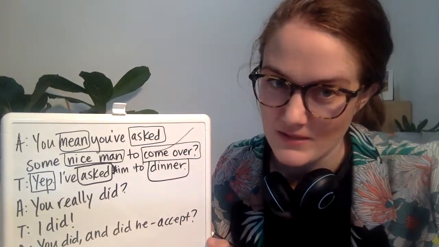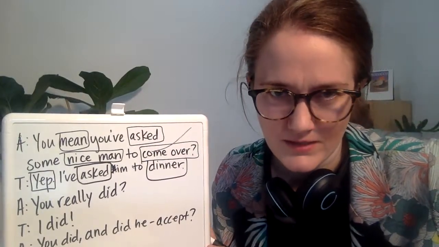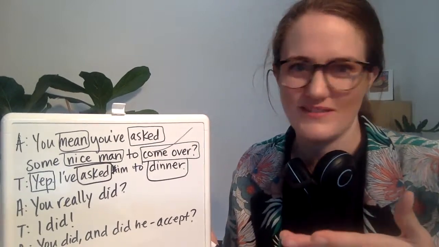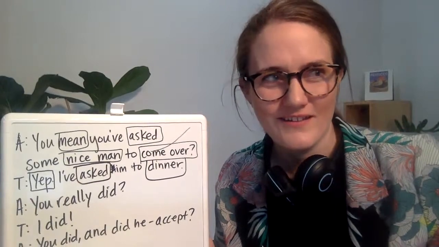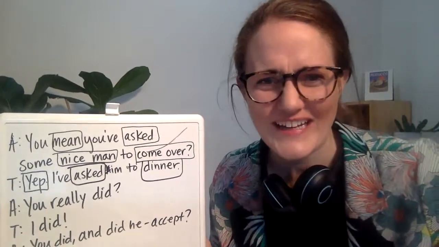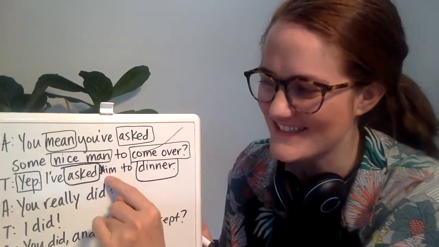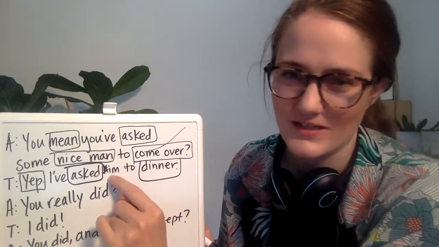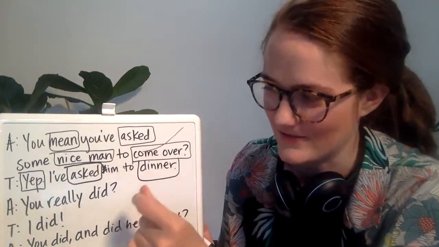unless we don't like that man. And we say, "You've asked him to dinner?" And then I don't like that guy. What? You're like, Dad, why is he coming? No, not him. Okay. But in this sentence, we already know it's a man, so we're not going to stress this because it's old information. Yep, I've asked him to dinner.